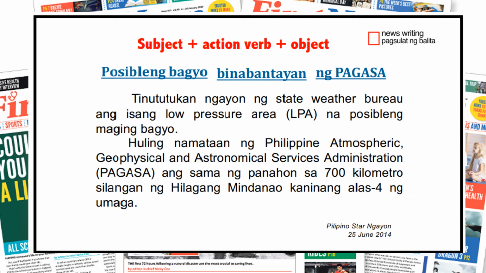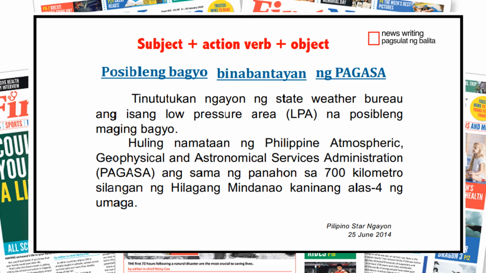Another example in Filipino. Posibleng bagyo, binabantayan ng pag-asa. Subject, action verb, object pa rin. Tinututukan ngayon ng State Weather Bureau ang isang low pressure area o LPA na posibleng maging bagyo. Dito we get, kinuha natin ang ating mga subject, action verb, at object from your lead or sometimes also in your support or lead support. So here, tinutukan ngayon ng State Weather Bureau. Ano itong State Weather Bureau? Ito yung pag-asa.